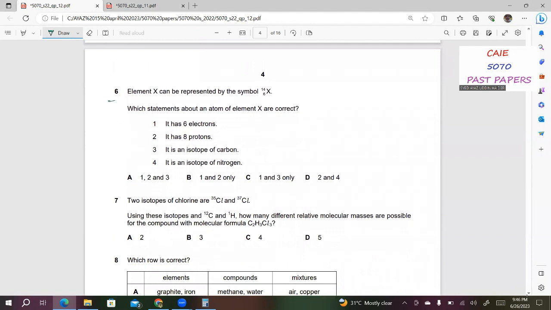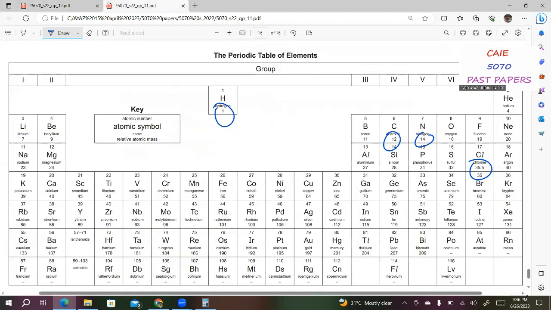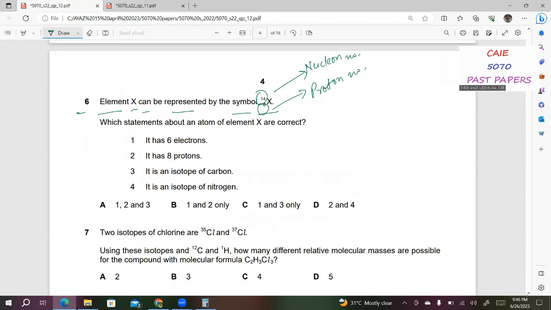Number 6, element X can be represented by the symbol X, 14 and 6. The small number indicates the proton number. This is the proton number, and this is the nucleon number. And if you look at the periodic table, 6 is the proton number of carbon. So this must be carbon.